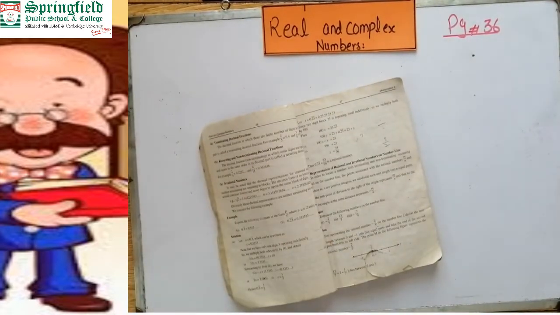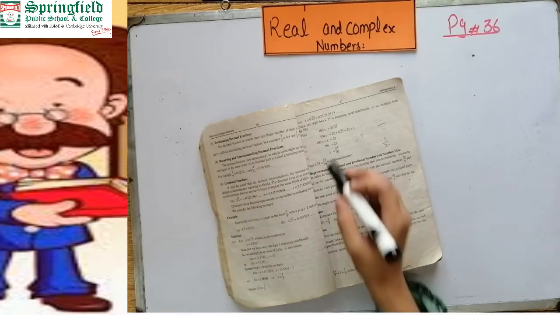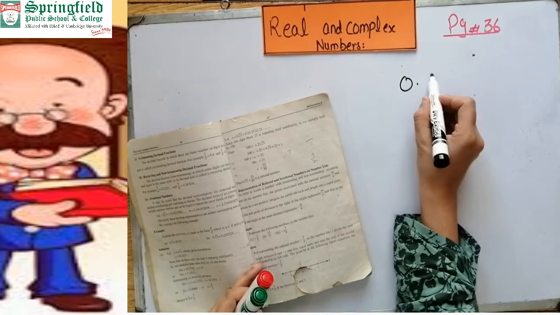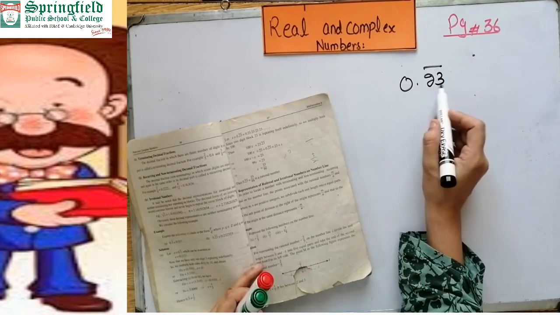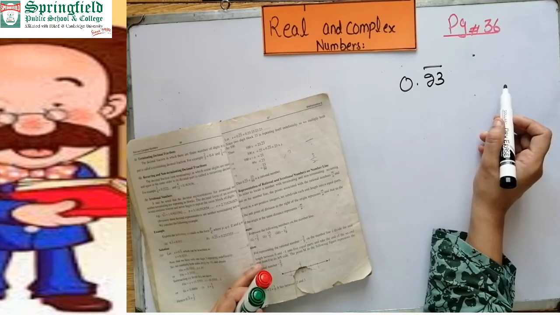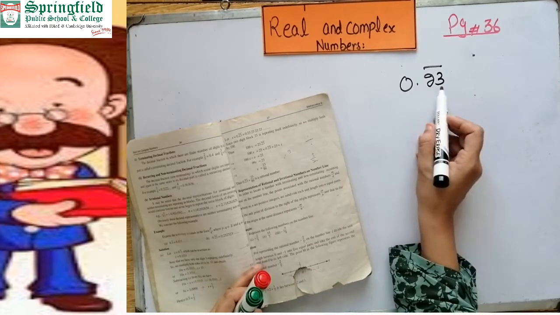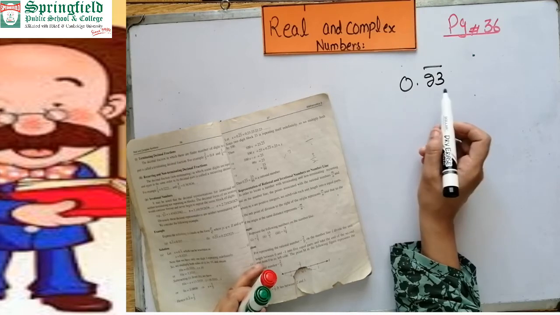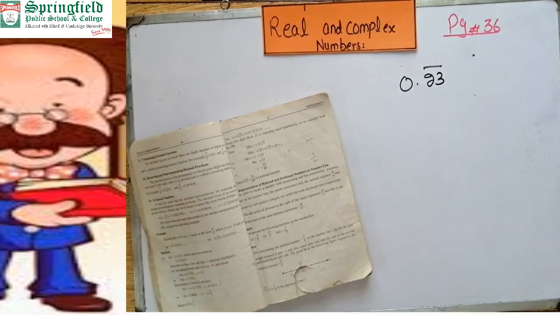Now come to the next number, which is 0.23 bar. It means 23 is repeating more times. So when 2 digits repeat, we will multiply both sides by 100. Now do the practice of this example.